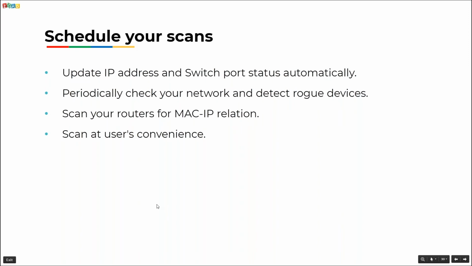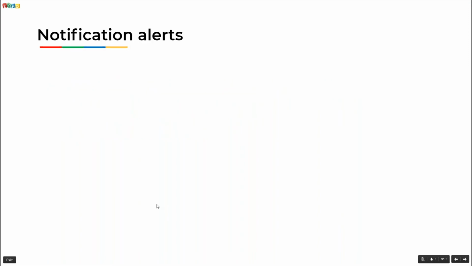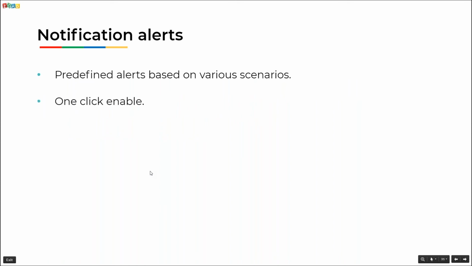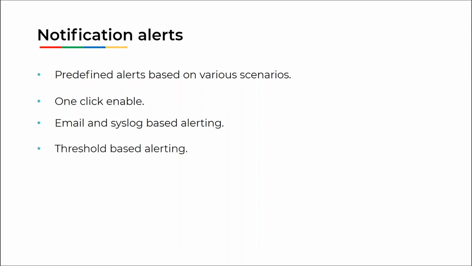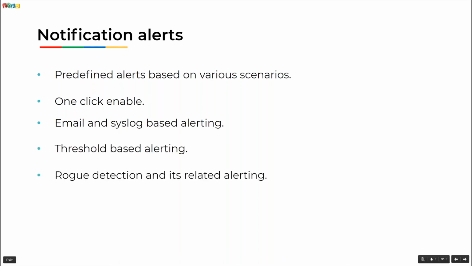You can scan at user convenience, and we also have various notification options, starting from the predefined alerts based on various scenarios. You can enable or disable them by just one or two clicks here and there. You have email and syslog based alerting. You can set custom thresholds for the alerting. You can get rogue detection and its related notifications in a much easier way.